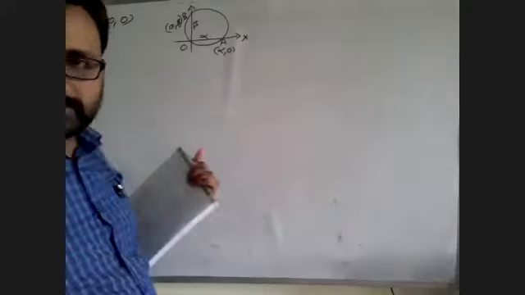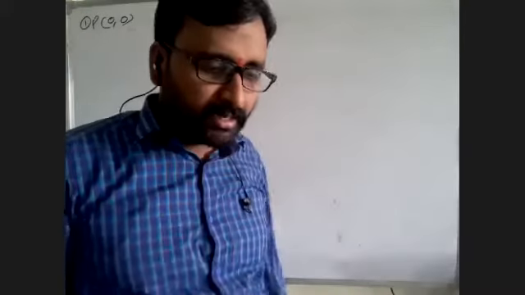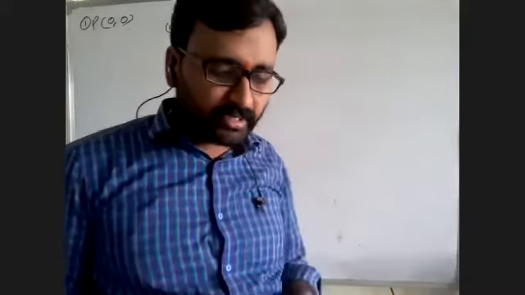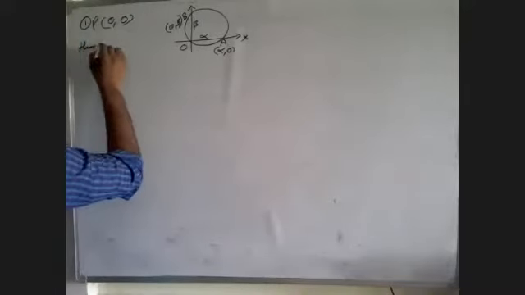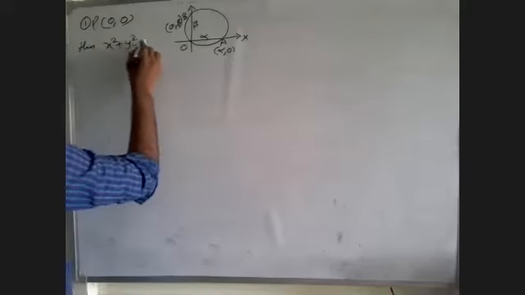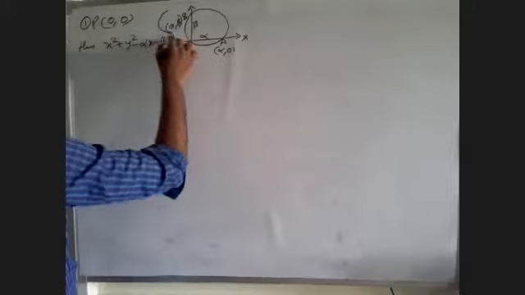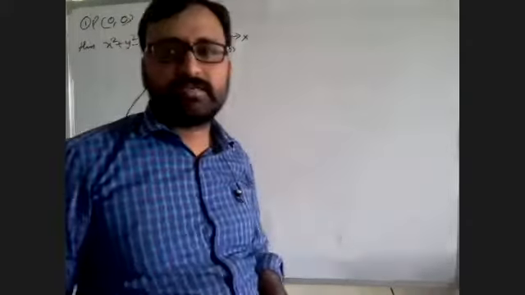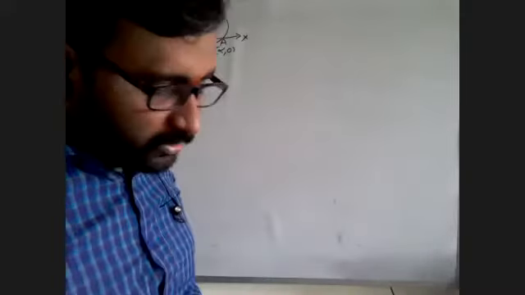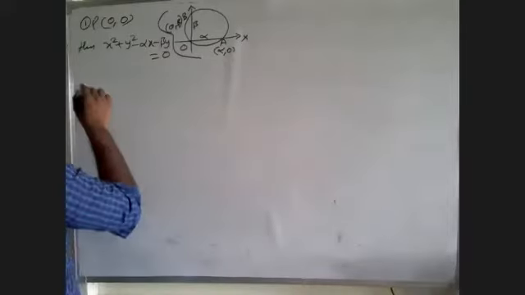If a circle passes through 0 comma 0 and makes intercepts alpha and beta on the x and y axes respectively, then that circle's equation is x square plus y square minus alpha x minus beta y is equal to 0. This is the first one. And the second one: when the circle touches the x-axis, what is the equation of the circle?